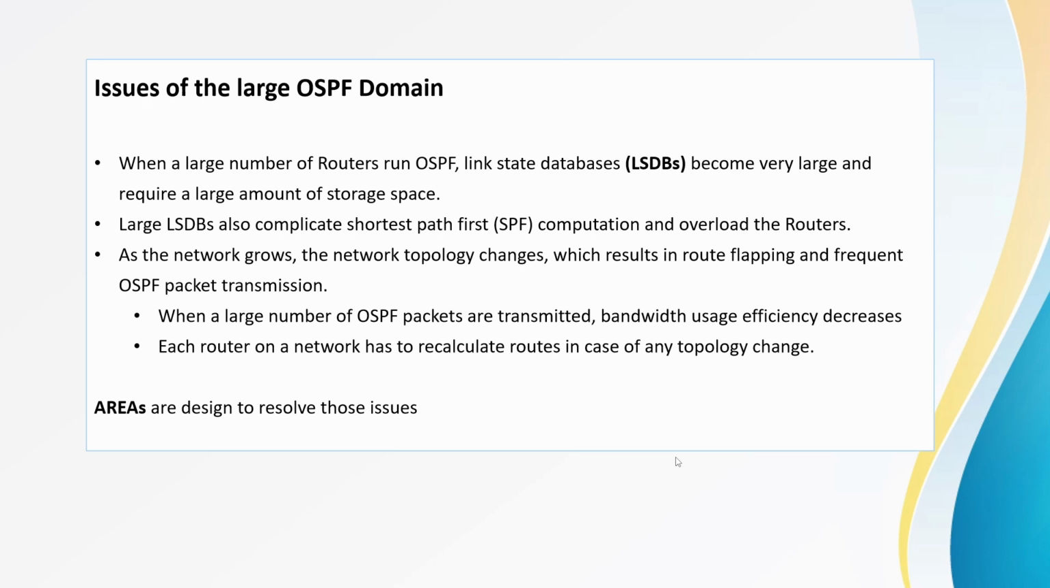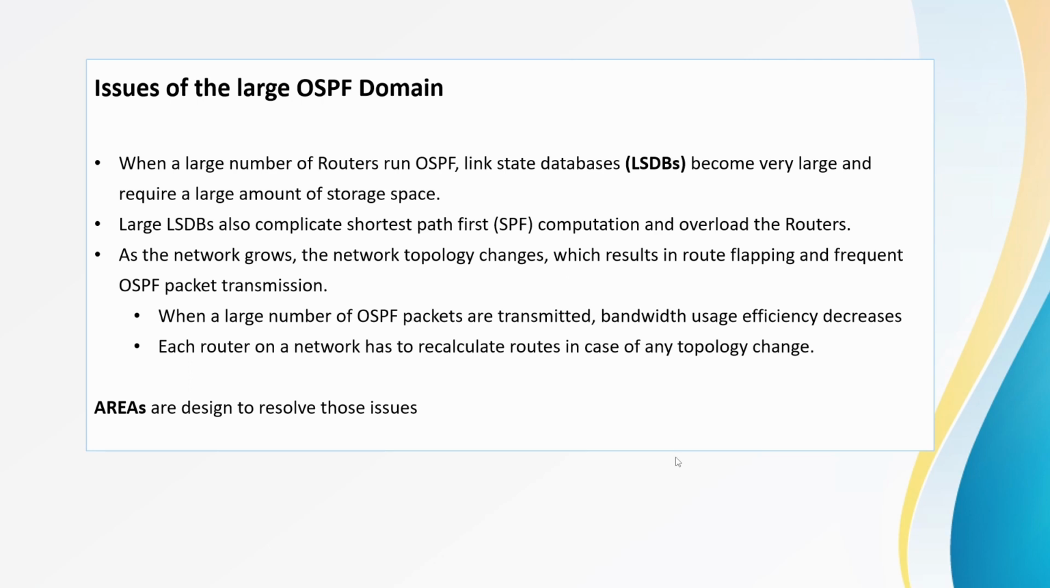When a large number of routers run OSPF, the link state database becomes very large and requires a large amount of storage space. A large link state database also complicates the shortest path first computation and overloads the routers.